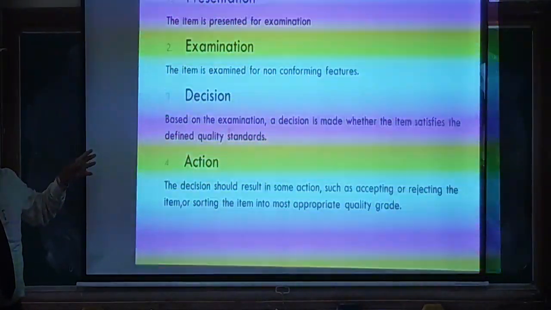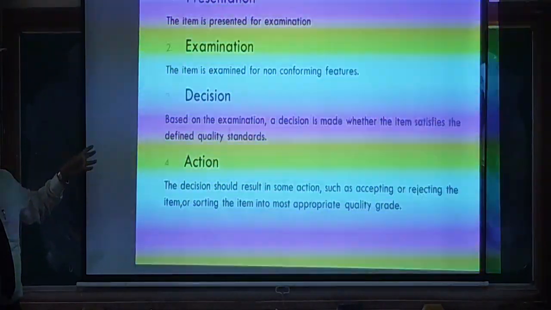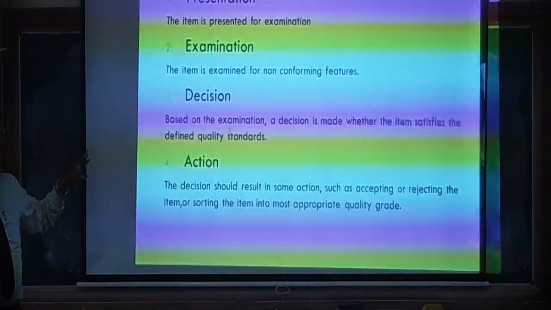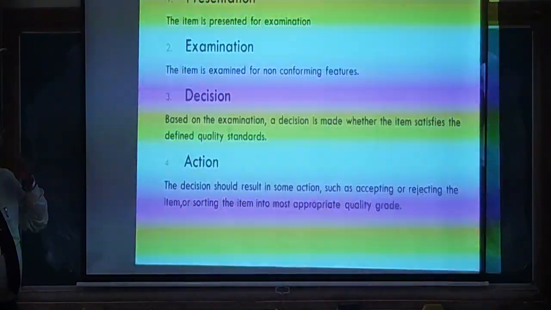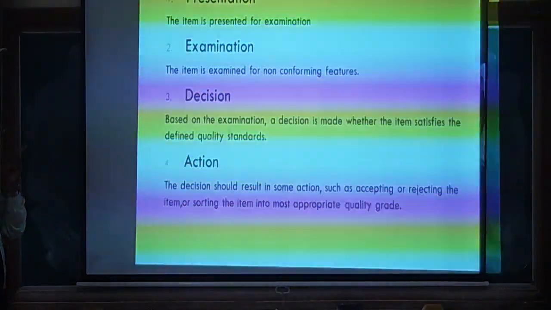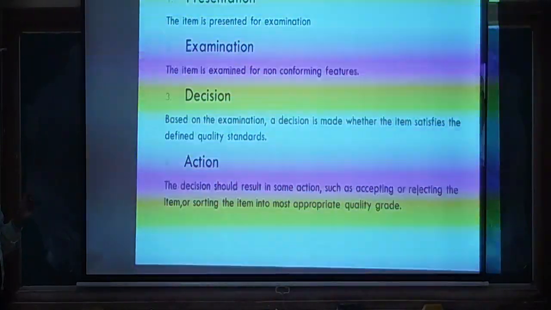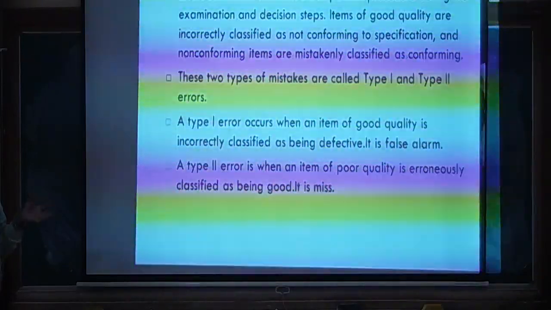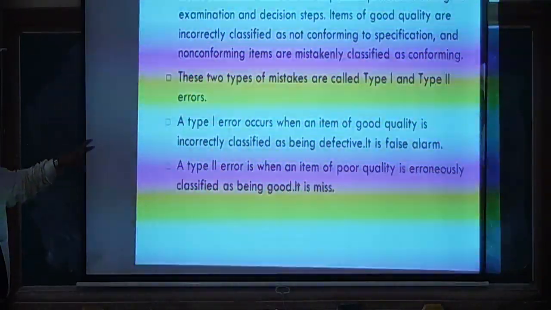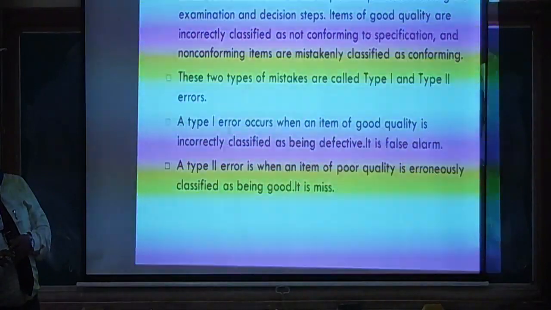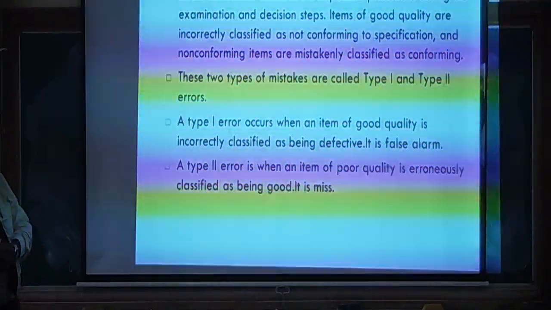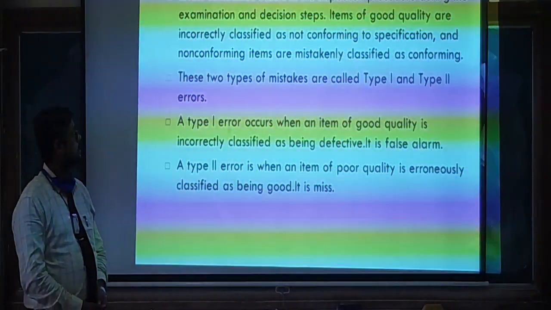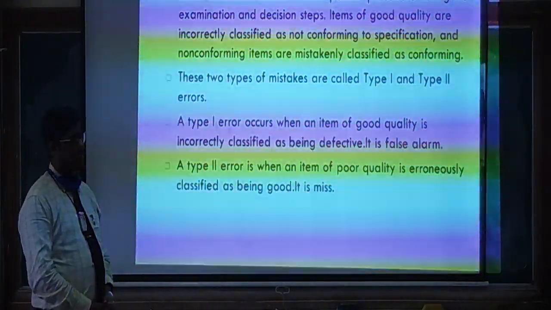So for the non-conforming of that particular feature, while taking the decision, whether it satisfies the defined quality standard or not. So defined quality standards, then actions. What action you are going to take, whether it is accepted or not. In the procedure, any error can come sometimes in the inspection, during the examination and decision steps.